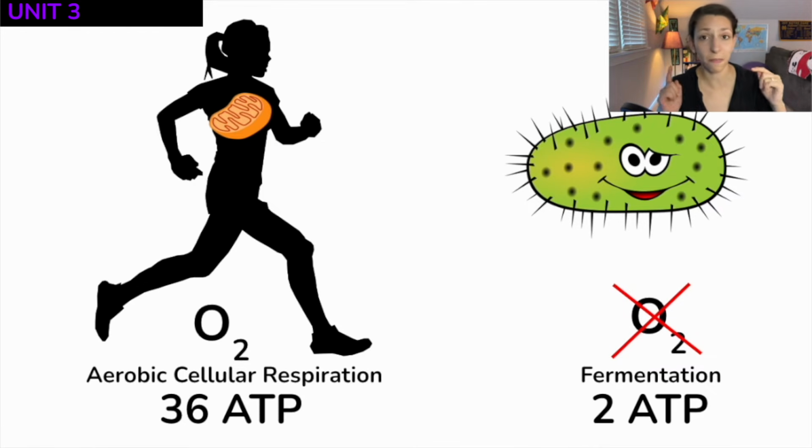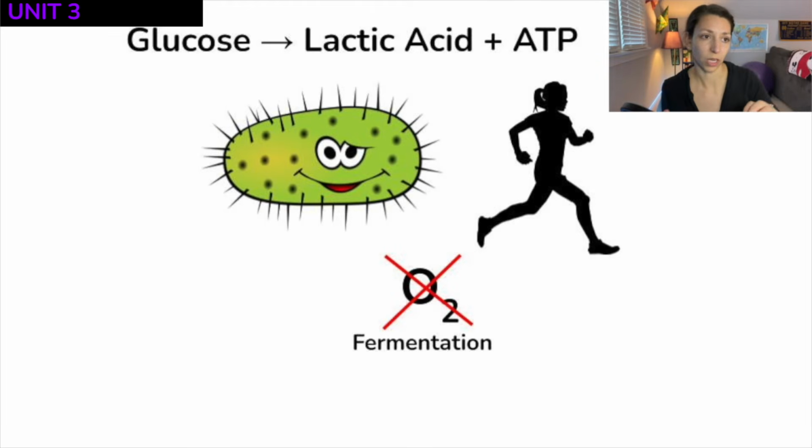Now, in comparison, one of the main things you want to remember is that compared to aerobic cellular respiration, which produces 36 ATP, fermentation only produces 2 ATP. Now I have a little bacteria on the screen because many bacteria can perform fermentation, other single cell organisms like yeast often do it, but we can also do it in our cells as well. Now there's different types of fermentation, which we'll get into.